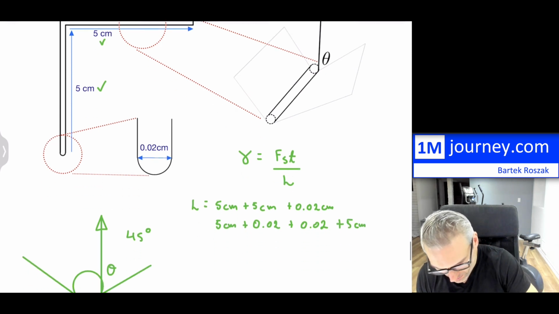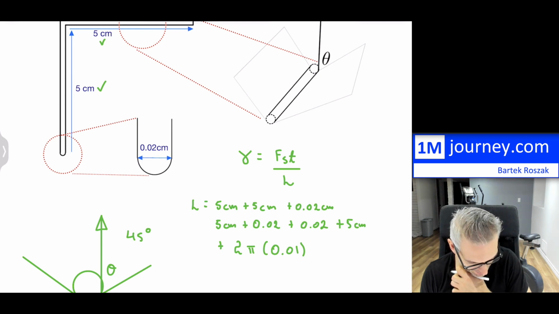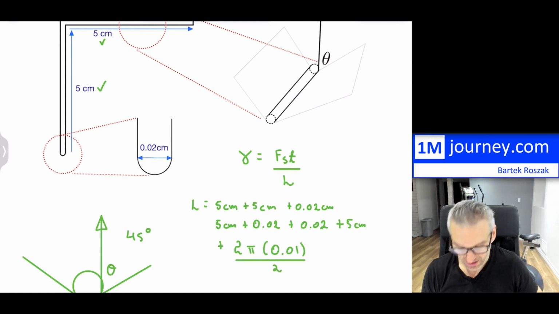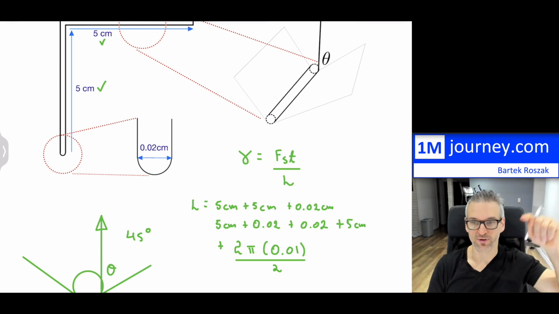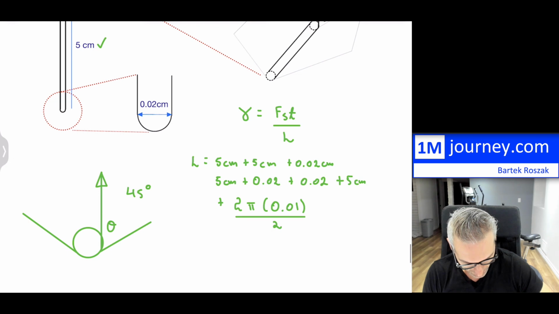And then finally we need this little piece right there, so that's going to be from here to here, and so that will be 2 pi r. Now the radius is 0.01 because it's half the diameter, and we have to divide this by 2 because it's only half the circumference that we're going through. So this is kind of annoying, but let's see what this gives us.